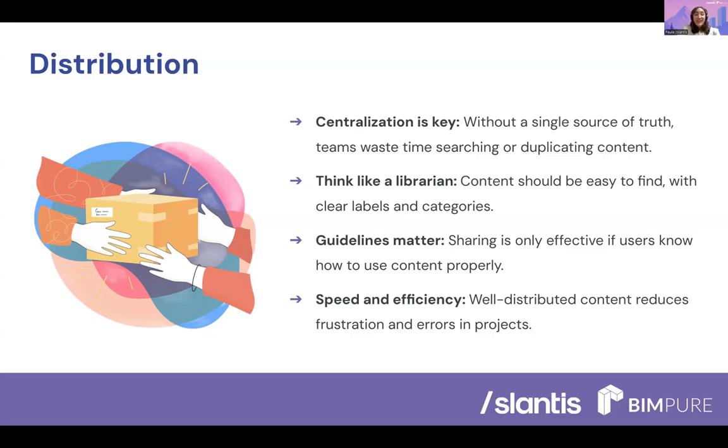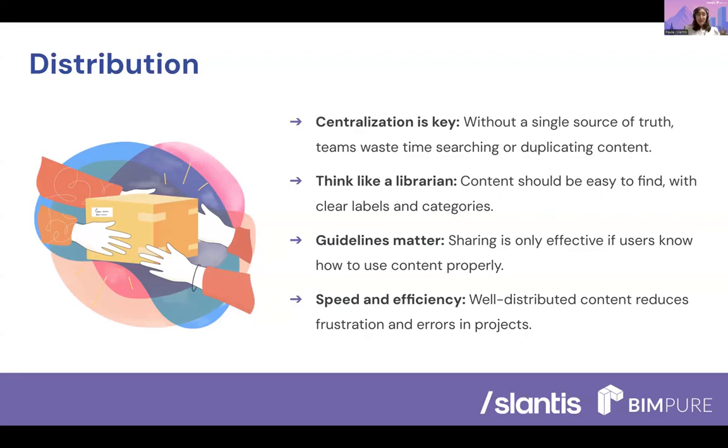Think like a librarian. Content should be easy to find with clear labels and categories. This is very similar to the other one, not similar, but goes in the same grade of importance. We will have a single source of truth and a single library, and this content should be easy to find in that library. So I should not be wasting time searching for the content in that place.